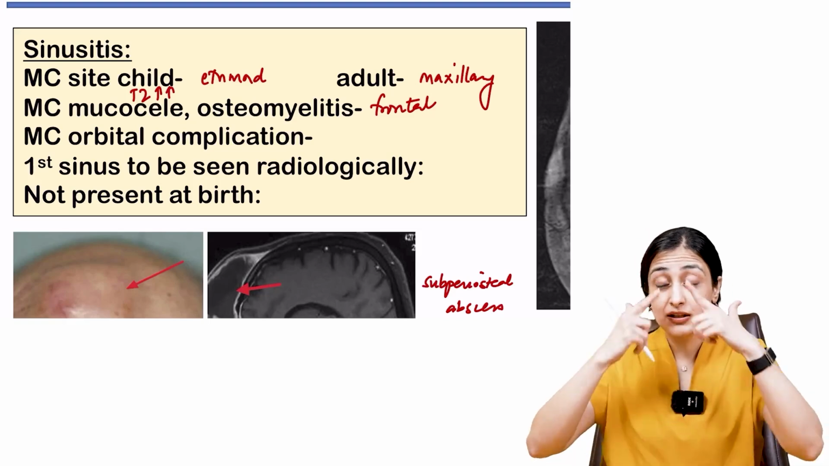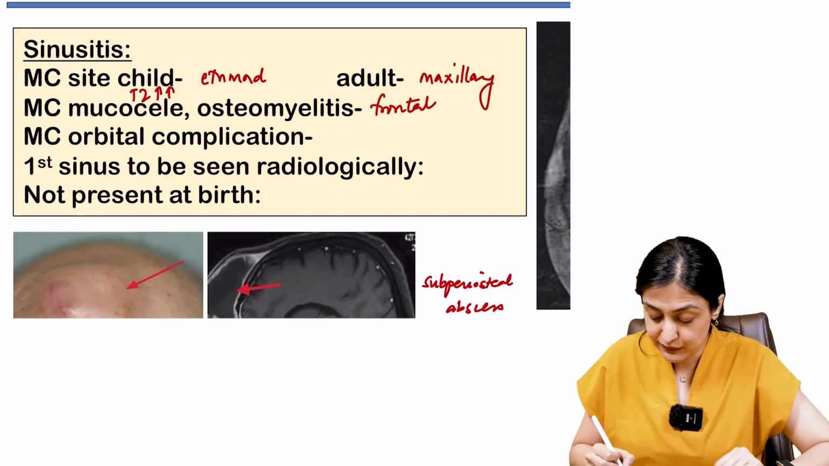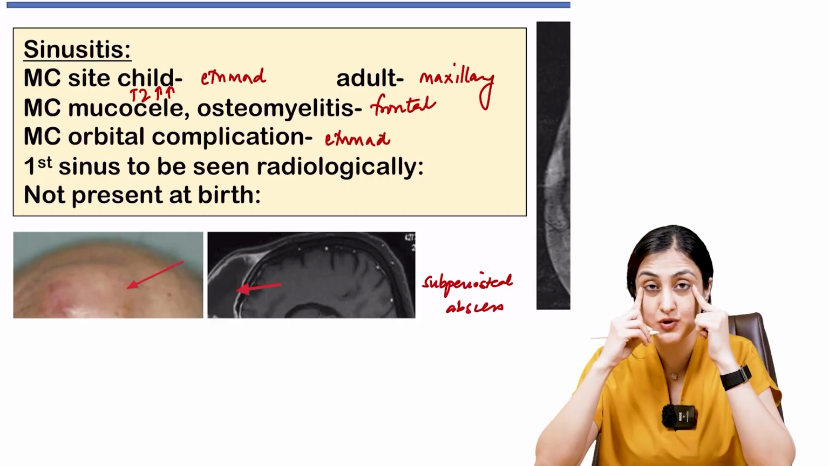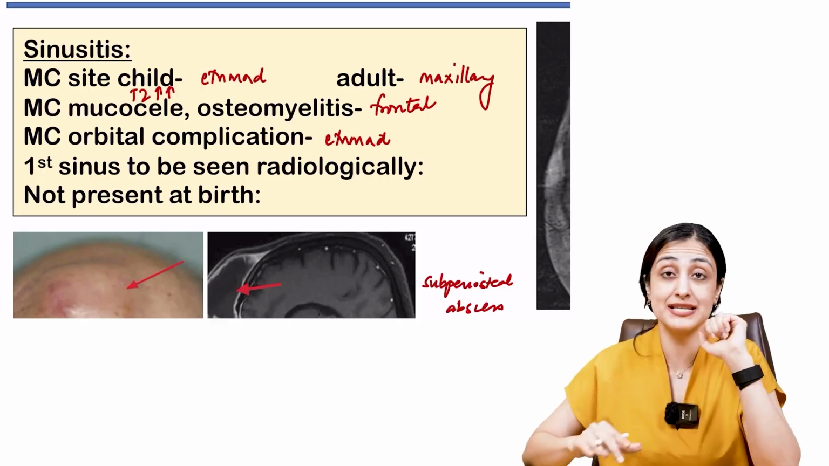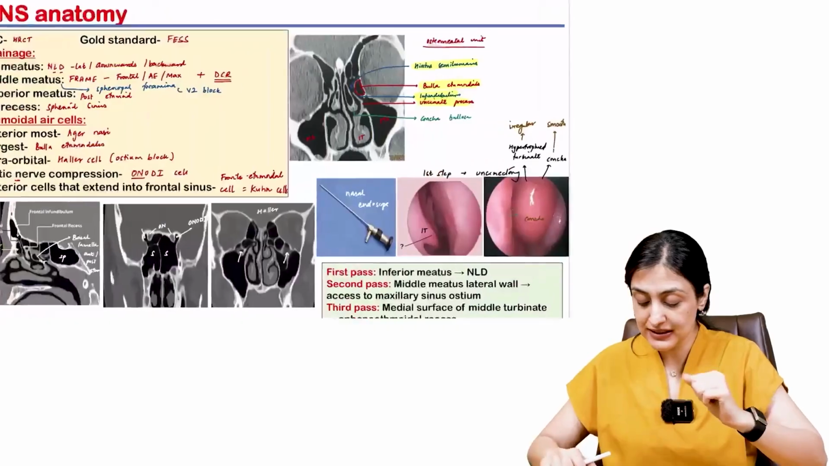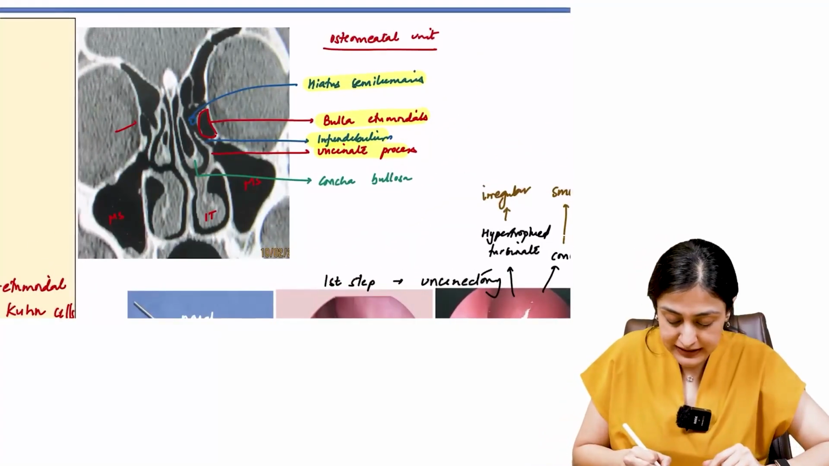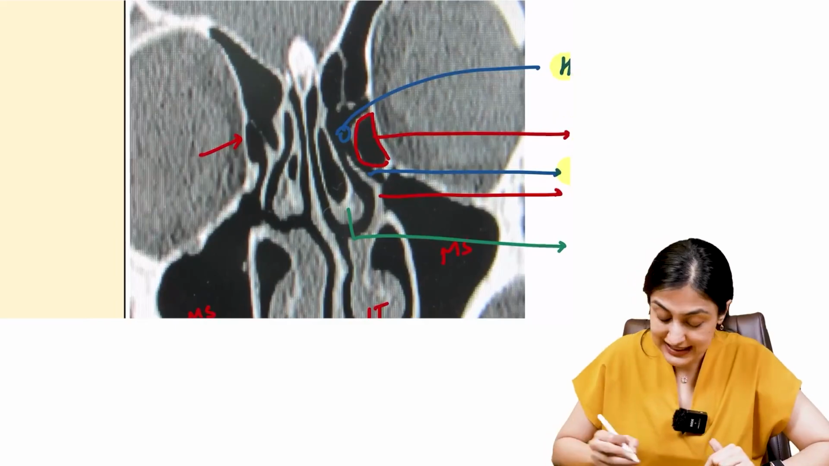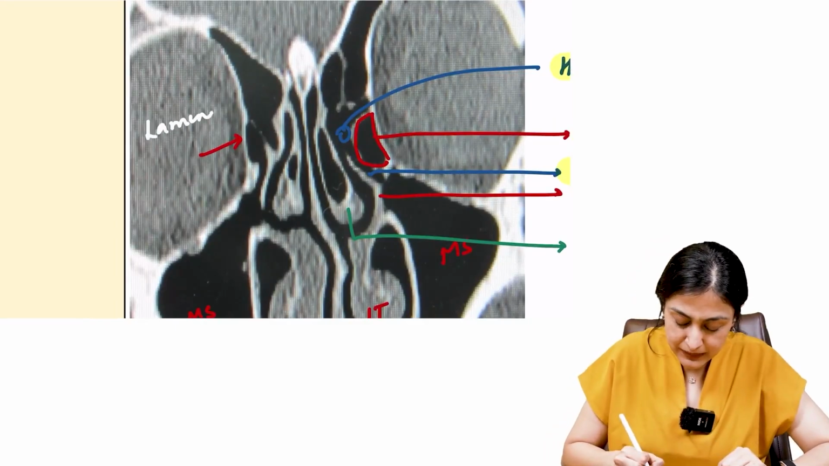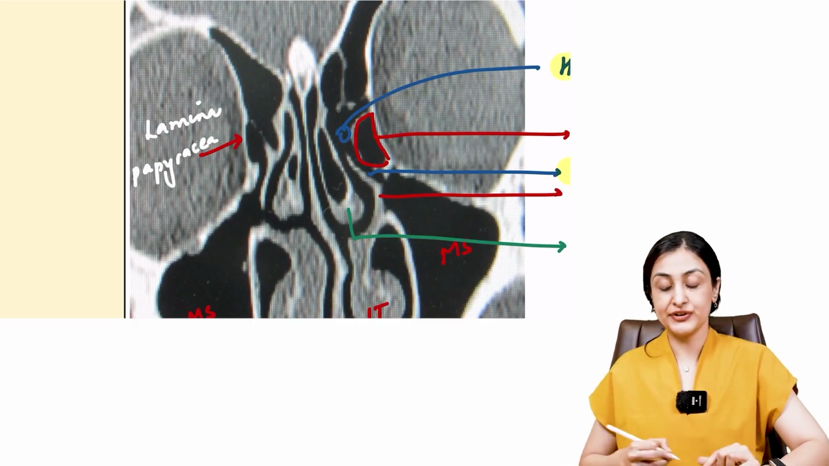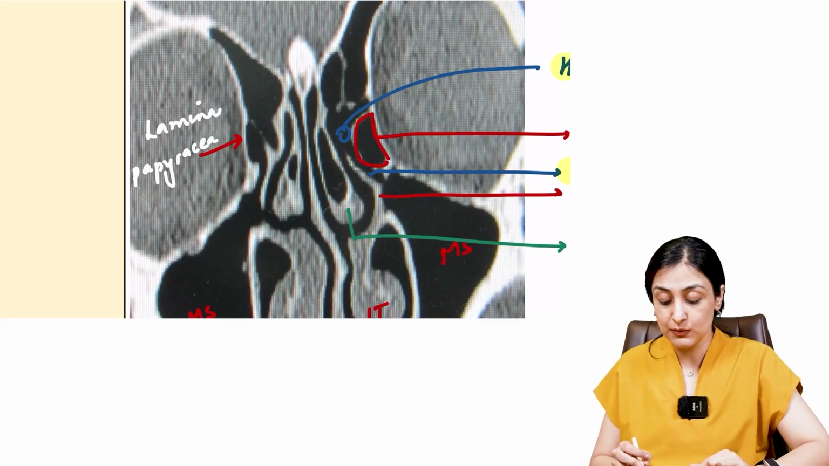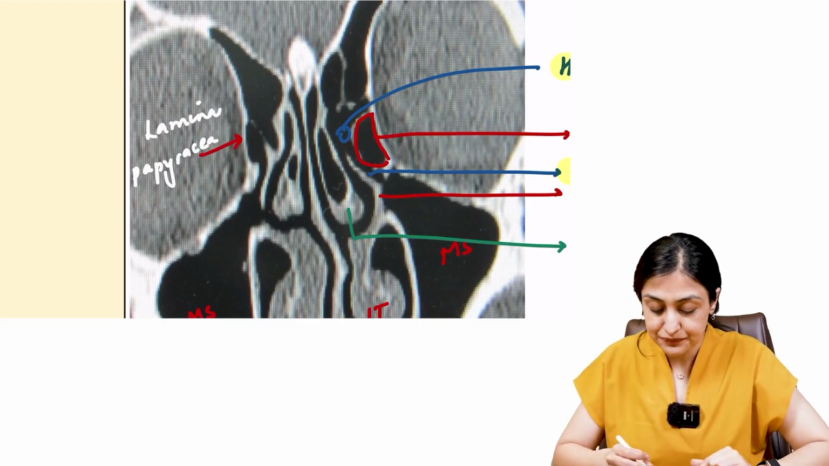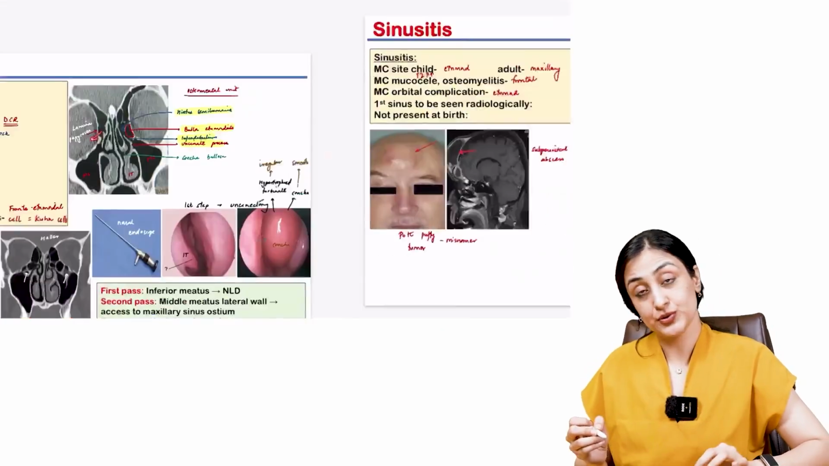Most common orbital complication obviously is going to happen from the ethmoid, right? Because the ethmoid sinus is closest to the orbit, where there is a thin wall separating them. What do you call this thin wall separating the ethmoid sinus from the orbit? That is called lamina papyracea. The name itself tells you that it's a paper thin wall. So that's why any ethmoid sinusitis can easily enter into the orbit.